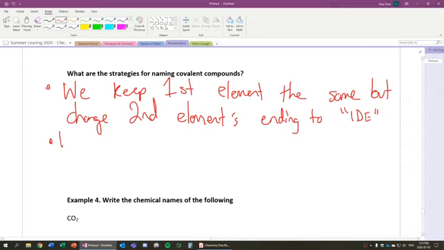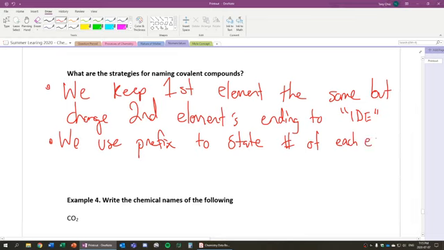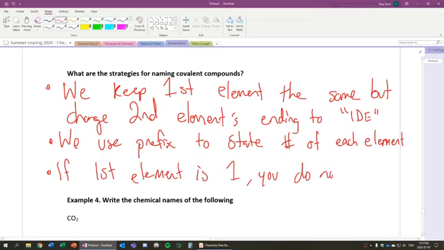Okay, we use prefix to state the number of each element. But lastly, if the first element is 1, you don't need mono. Okay. So let's practice this.